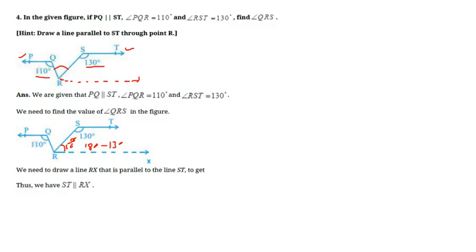But we want to find QRS. Now see here, very interesting. This is 110, right? The lines are parallel, so alternate angles will be equal, so this will also be 110. The whole will be 110. So what will be this angle then? 110 minus 50, that is 60 degrees. So angle QRS is 60 degrees.